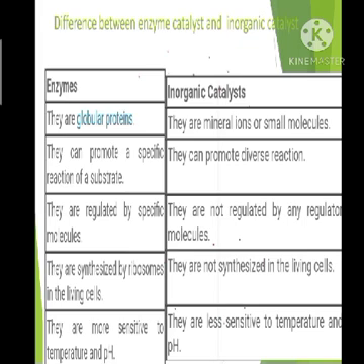But if you take inorganic catalysts, they are less sensitive to temperature and pH. They can work efficiently even at high temperature and high pressures. So this is one of the very important differences between enzyme and inorganic catalyst. That is, inorganic catalysts can work efficiently at high temperature and high pressure, but enzymes get damaged at a high temperature or even at a high pressure. So this is the difference between enzyme catalyst and inorganic catalyst.